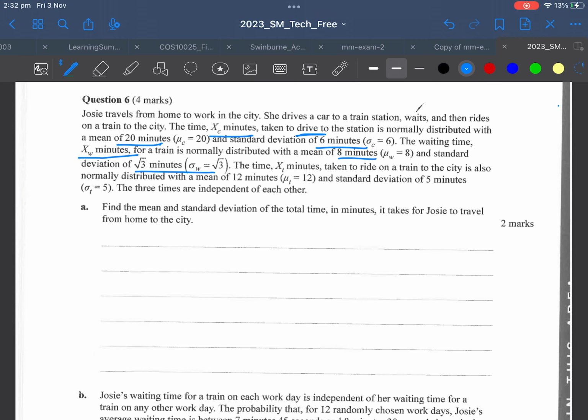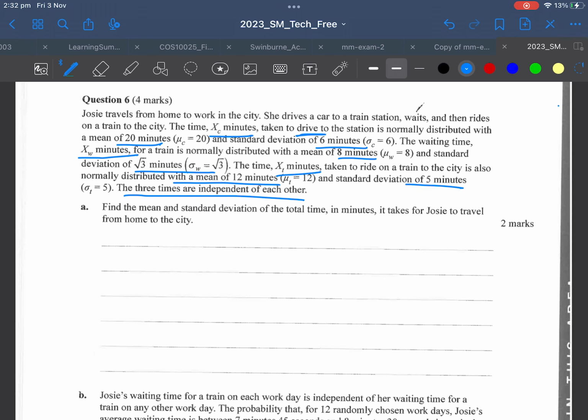The time xt minutes taken to ride on a train to the city is also normally distributed with a mean of 12 minutes and standard deviation of 5 minutes. The 3 times are independent of each other. So we have to find the mean and standard deviation of the total time in minutes it takes for Josie to travel from home to the city.